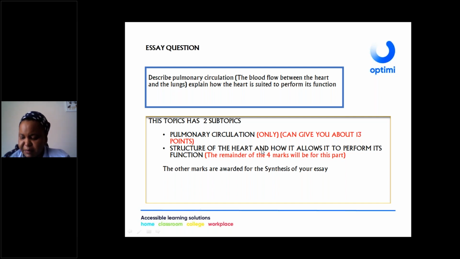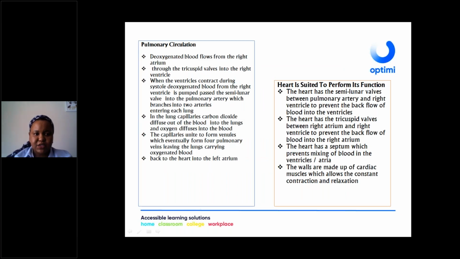We still have about 8 minutes, so I'm going to quickly go through the essay question. Obviously in your paper you'll write your topic at the top of the page. From there you'll write your first subtopic, pulmonary circulation. What happens during pulmonary circulation?